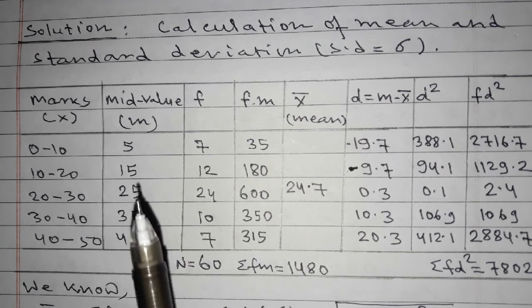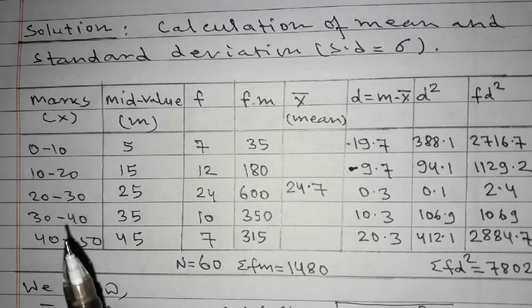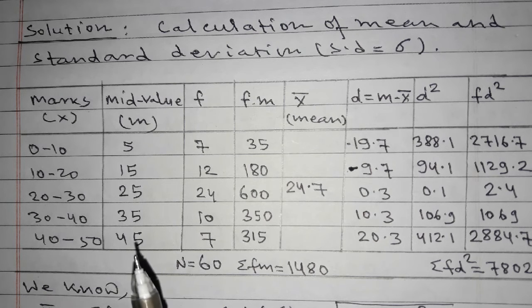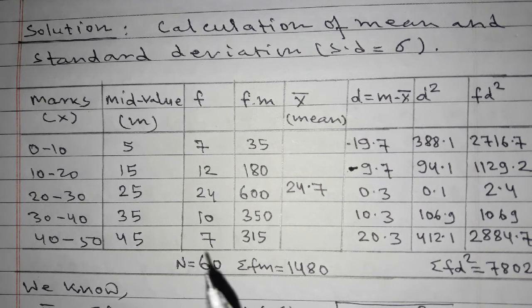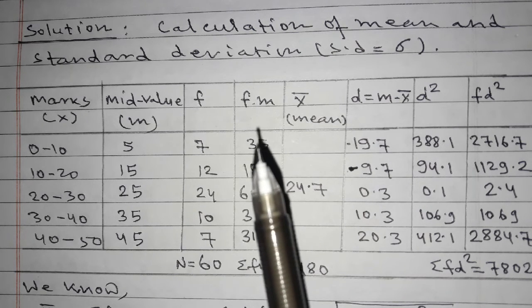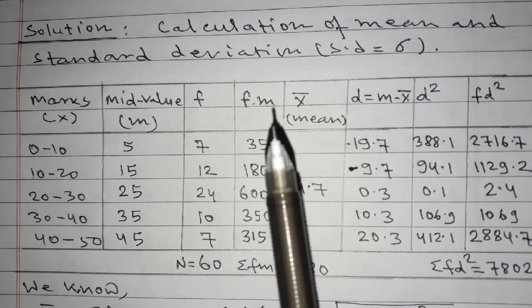The mid value of 0 to 10 is 5. Mid value of 10 to 20 is 15. Mid value of 20 to 30 is 25. The mid value of 30 to 40 is 35. The mid value of 40 to 50 is 45. So first we have to find out the mid value. The frequencies are already given: 7, 12, 24, 10, 7. Now we take the product of frequency and the mid value, that means F into M.